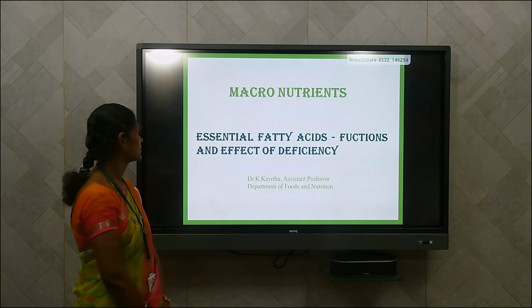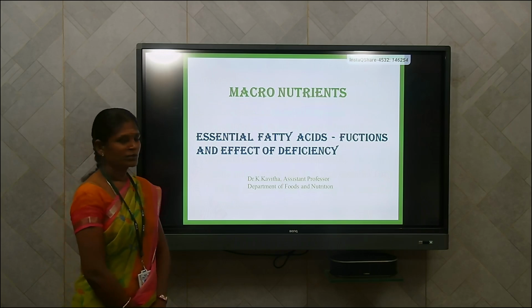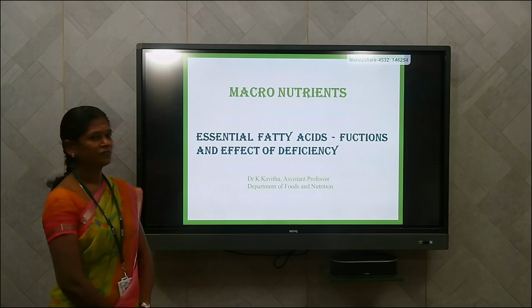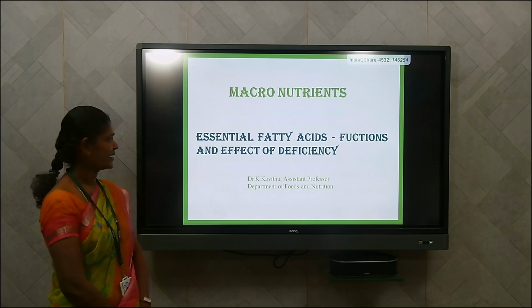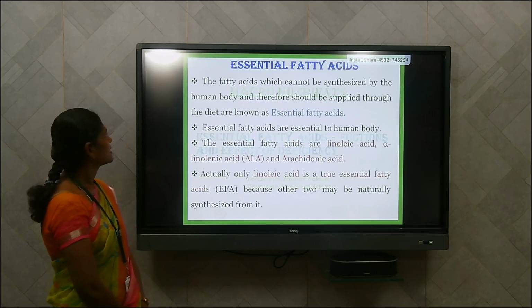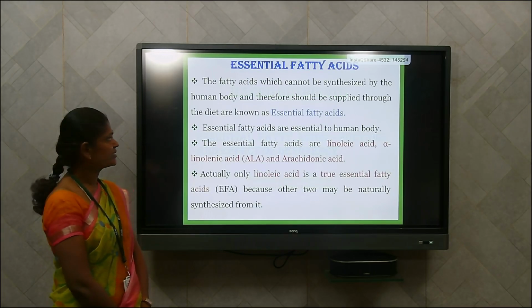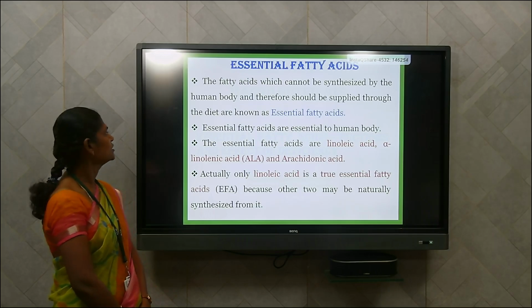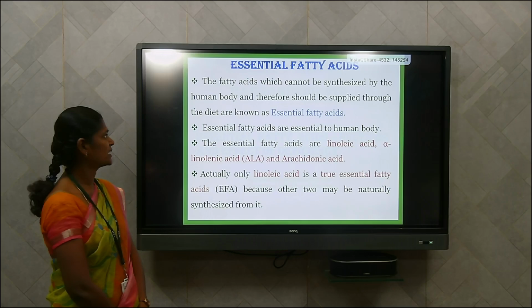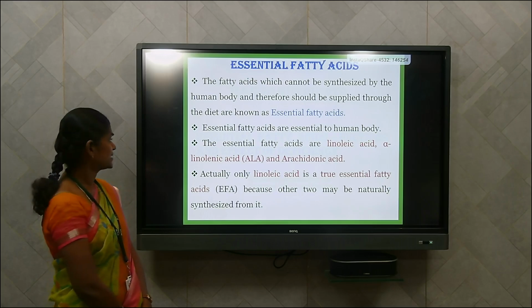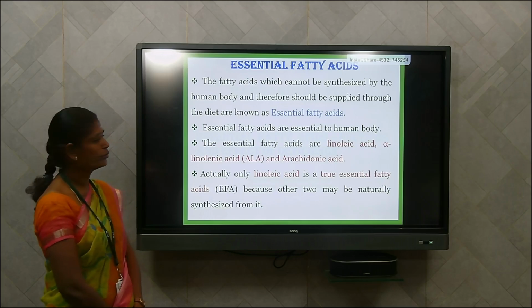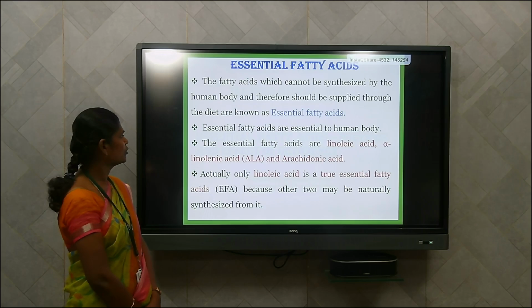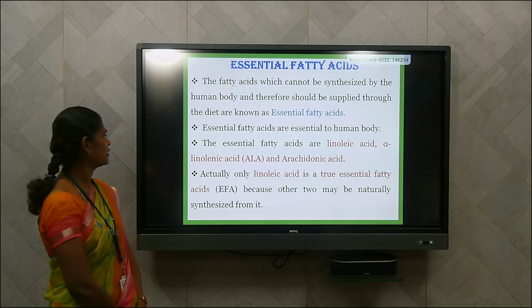Start making. So today we are going to see about the functions and the effect of deficiency of essential fatty acids. Fatty acids which cannot be synthesized by the human body, and therefore we have to take them in through the diet, are called essential fatty acids.